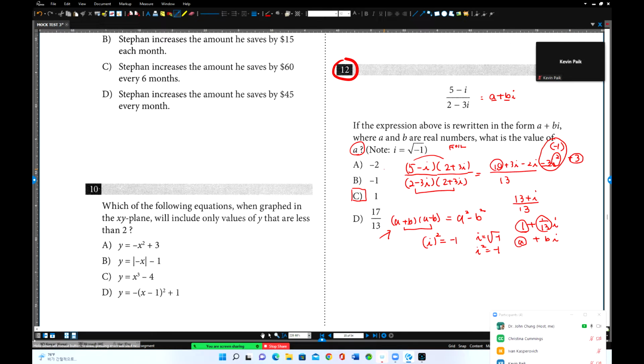Just follow the definitions for how to make the denominator real. We always multiply by the conjugate, the conjugate pair. All right, that is number 12.